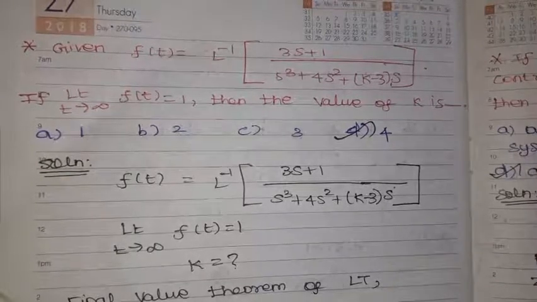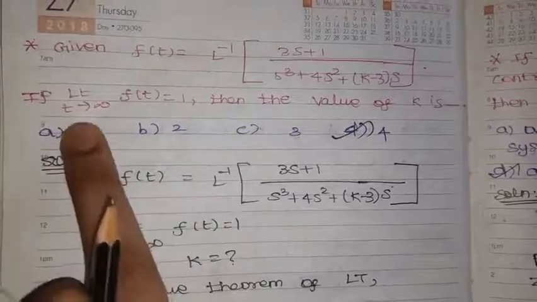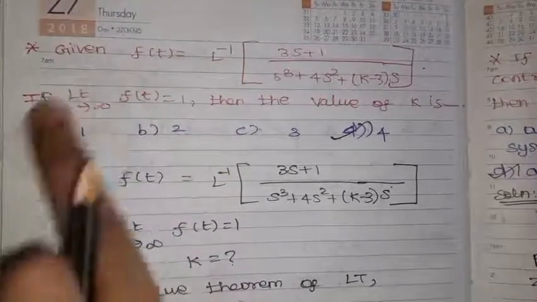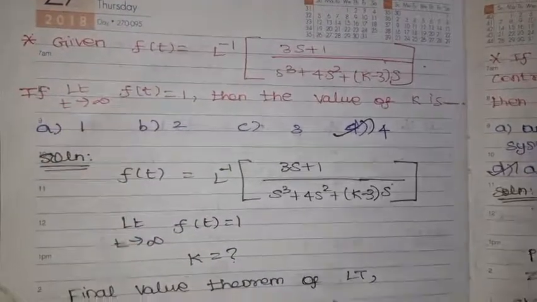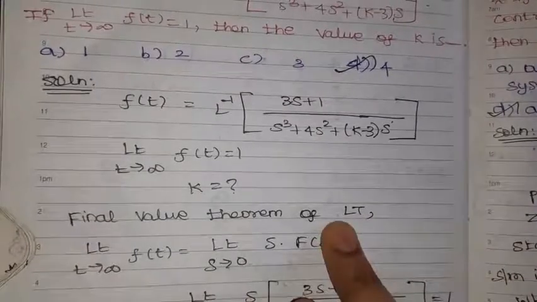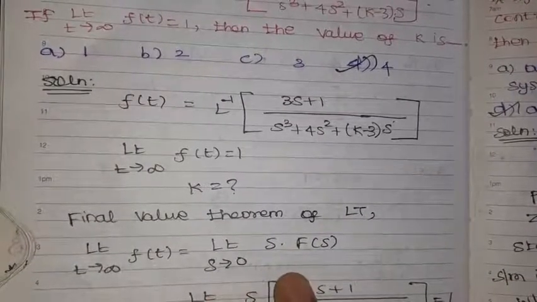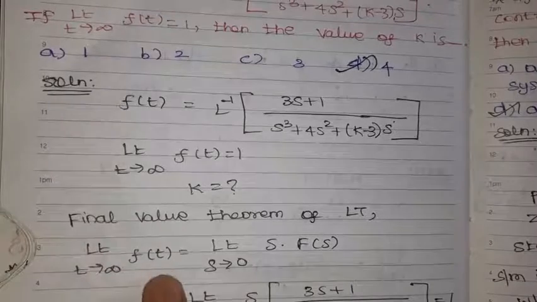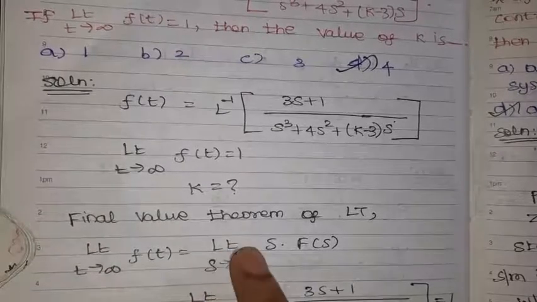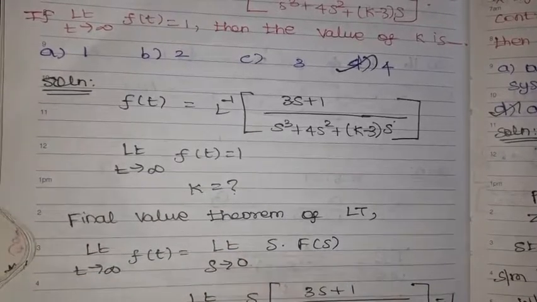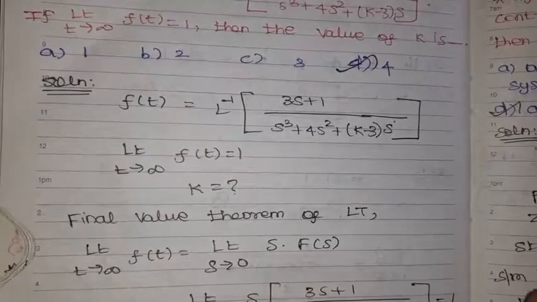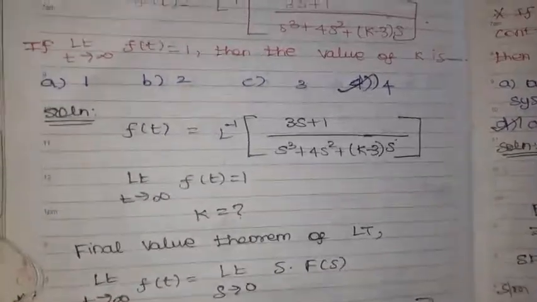Now, t tending to infinity is the final value theorem of Laplace transform. So what is the final value theorem? Limit as t tends to infinity of f(t) is equal to limit as s tends to 0 of s into F(s). This is the final value theorem of Laplace transform. So actually, what is given?